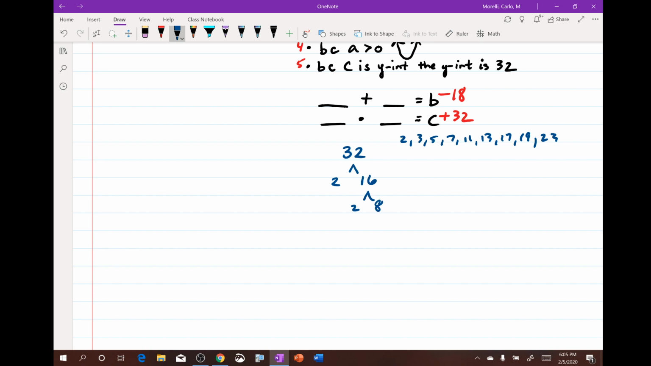8 is even, so we can break 8 down into 2 times what? 4. And we can break 4 down into 2 times 2. So now you have fully factored this down to prime numbers. Let me show you what that means. That means 2 times 2 times 2 times 2 times 2 equals 32.